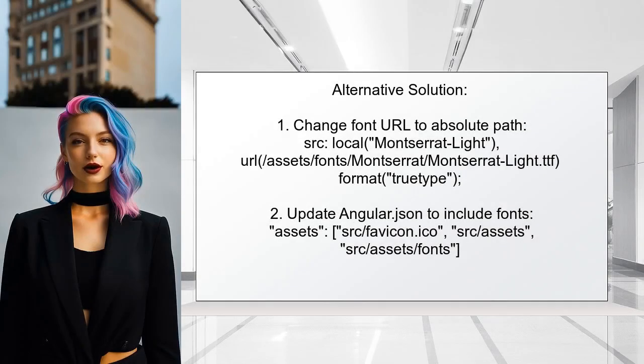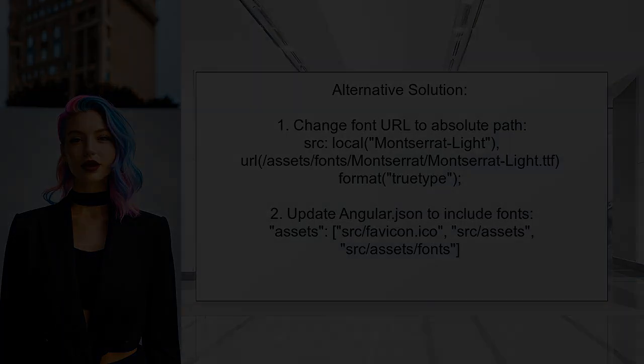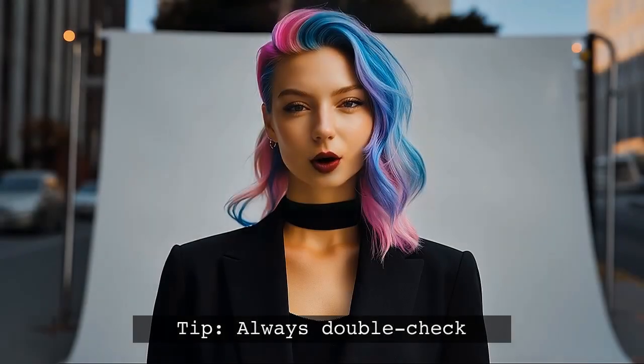One alternative solution shared by a user involves modifying the font URL in your styles. They suggest changing the dot before the slash to create an absolute path. This means instead of using a relative path, you would use a leading slash to point directly to the root of your project. Here's the tip I promised.